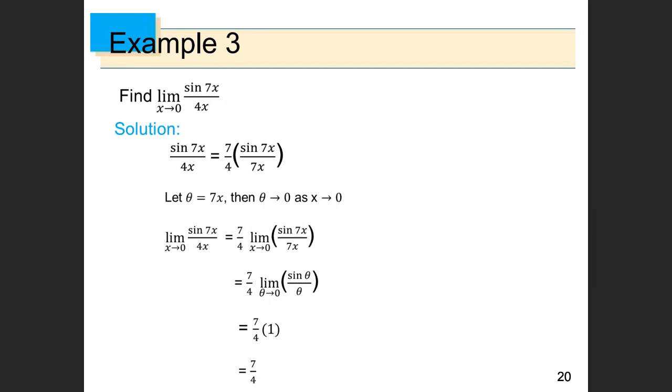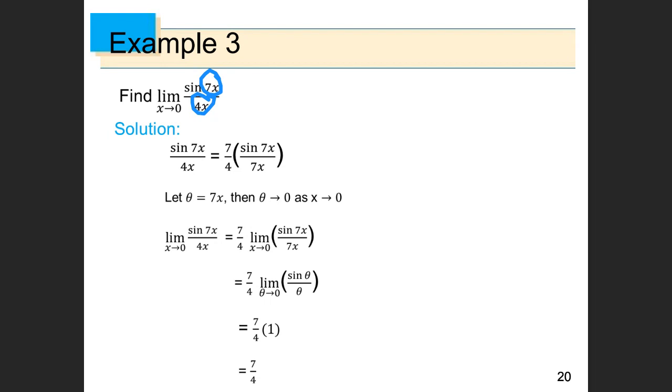The good news is that it's not equal to 1. This is not the special limit. I'll show you why. 7x is not equal to 4x because there's a difference there. The special limit wants sine of x over x, sine of theta over theta, not sine of 7x over 4x. Those numbers don't balance out.